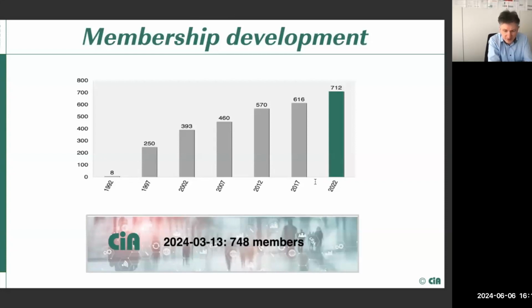CiA automation is a membership organization, so we finance ourselves more or less with services and membership. As of right now, we have more than 740 members. It started in 1992 with only a few companies, some of which are still members of CiA automation. Over the years, the number of our members has been growing, though not steadily. The interesting point is not the growth itself, but that CiA technology is still at large, or at least interesting for many parties.